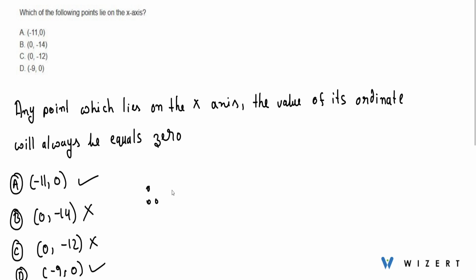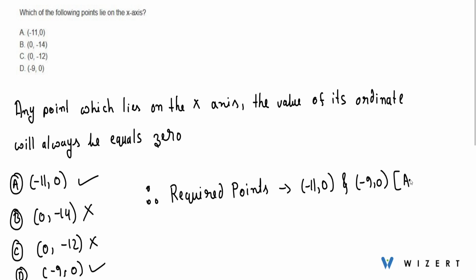Therefore, the required points will be point number A, that is minus of 11 comma 0, and point number D, that is minus of 9 comma 0. So this will be our required final answer.